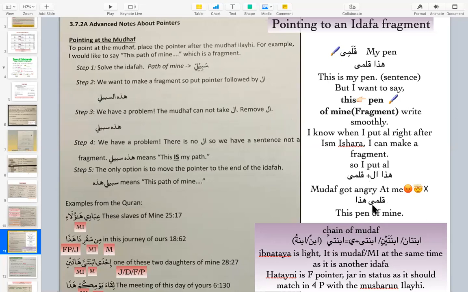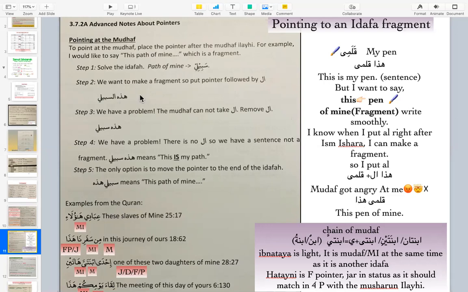So the problem, some genius Arab found out that, rather I should say Allah subhanahu wa ta'ala, because all the rules derived in Arabic are derived from Quran Pak, from the speech of Allah subhanahu wa ta'ala. So this is how the problem is solved, that we can put this haza after the idafa fragment. So if I say kalami haza, that means this pen of mine. You will see that in Quran-e-Pak in many places that is happening.